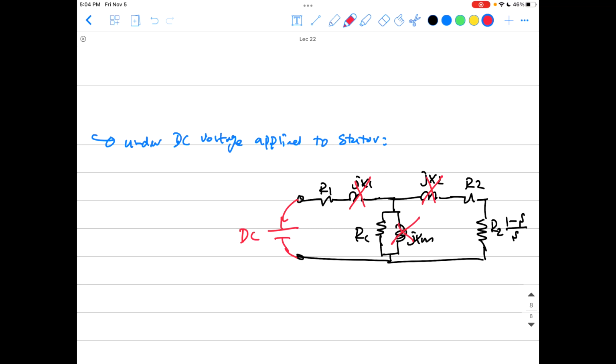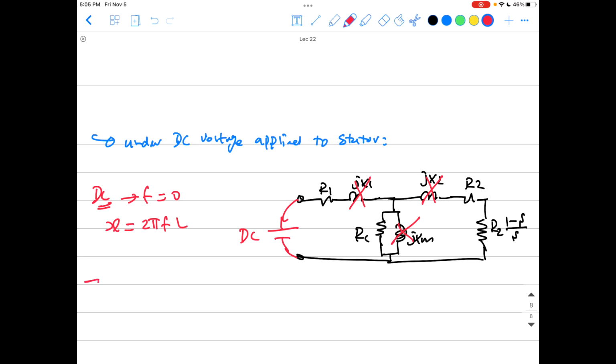Why is this? Because it's DC, so its frequency equals 0, and the reactance X equals 2 pi f L. Any kind of reactance, with a frequency equal to 0, goes out, so you get rid of all the X's, okay?